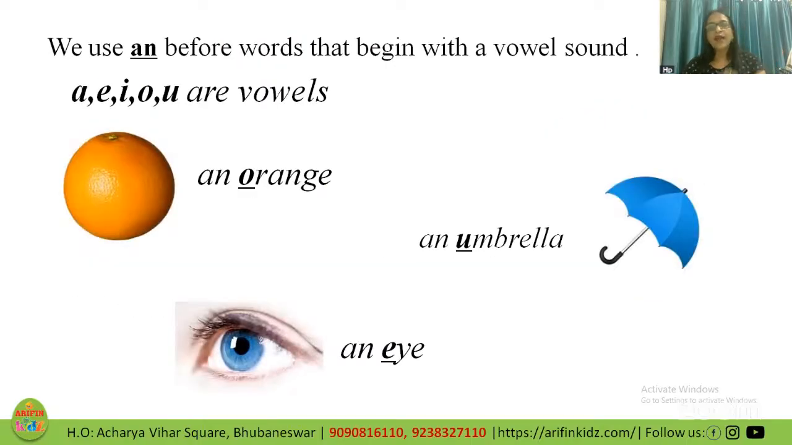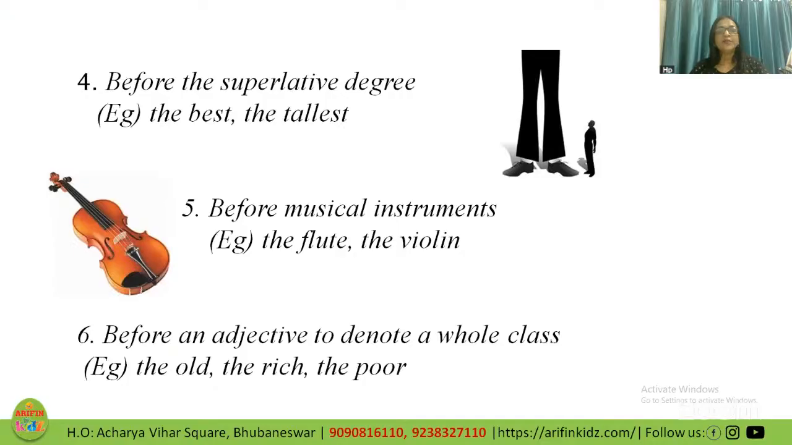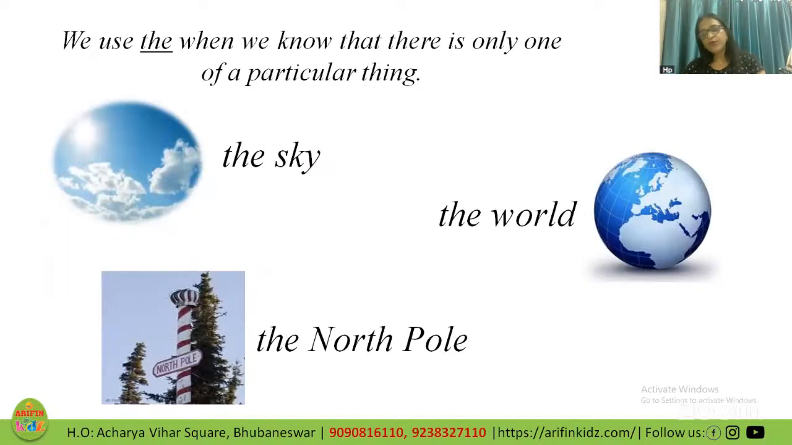An apple, an orange, an umbrella, an eye. And you see the musical instruments, flute, violin, guitar, piano, casio, harmonium, all are musical instruments. Before them we use the. Here you know the sun, the moon, the sky, all of those also take the. The North Pole, the South Pole, the Ganga, the Yamuna, the Mahanadi, the Kaveri, the Everest, the Kanchenjunga, the Himalayas, all of that.